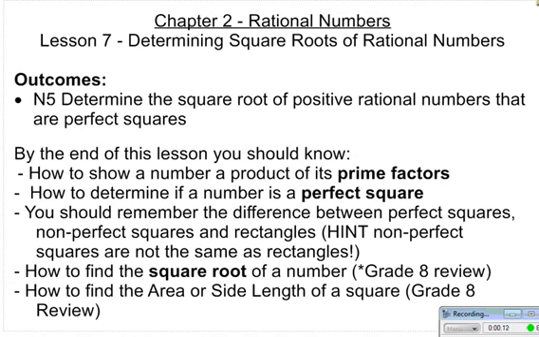Those of you from last year should remember when we did chapter 3, Pythagorean theorem, we talked about perfect squares, we talked about non-perfect squares, we talked about rectangles, and I really hope that you remember the difference between perfect squares, non-perfect squares, and rectangles. We did a Venn diagram even about them. And we talked about how just because something isn't a perfect square doesn't make it a rectangle. Non-perfect squares are still squares, meaning they have 4 equal sides, but those numbers aren't whole numbers. The side lengths aren't rational numbers. And so we're going to look at some of those examples today.